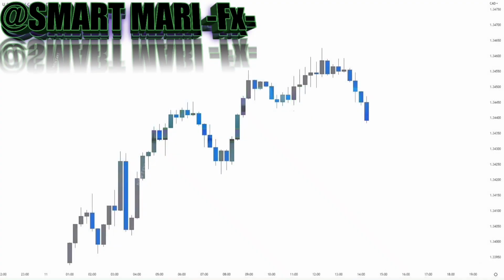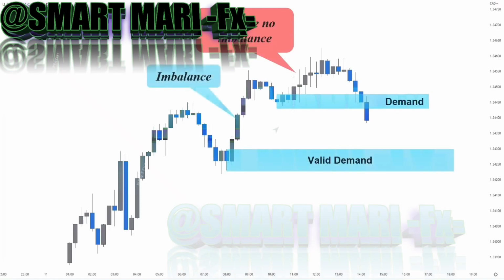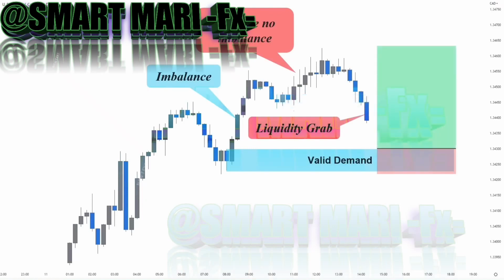Here on the USD CAD, we had continuous higher highs and higher lows. Although this demand level broke the structure to the upside, it printed no imbalance. So it is not a valid demand zone. On the other hand, when we look left, we can spot this perfect imbalance, creating an extreme demand level. So this change of character is invalid for us, and this move has a great chance of being a liquidity grab. So we'll place our buy order a spread size above the order block and target the next level of market structure.